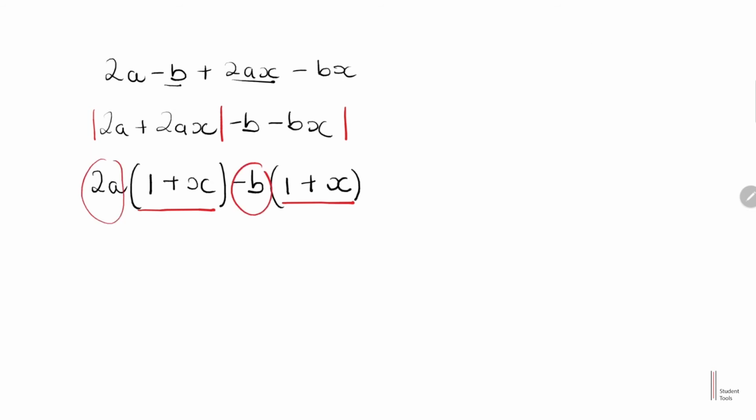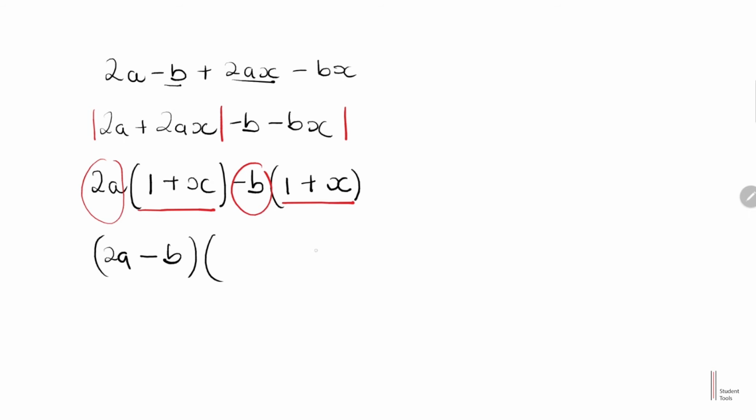So what is the next step? The next step will be to put the terms that we have factored out in one bracket. So we put them in one bracket. That is 2a minus b. So those are the terms that we have factored out. And then we have the 1 plus x, which is here and over here.